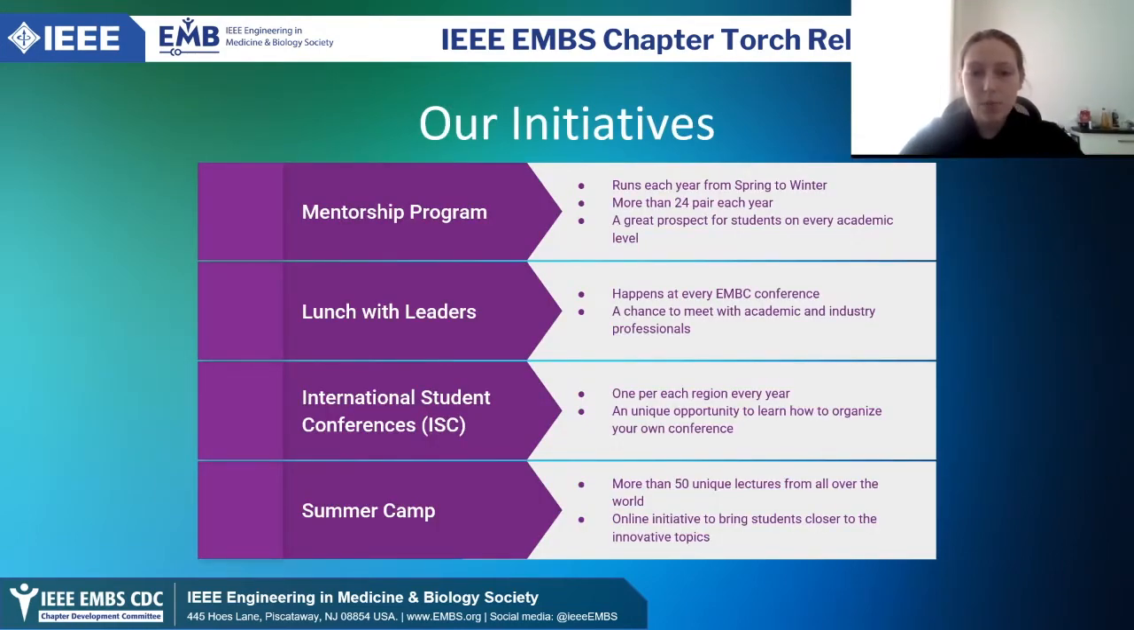First, the mentorship program. Each year we have around 20 pairs of mentors and mentees that work together to reach the mentees' goals. It is a great opportunity for students on every academic level.